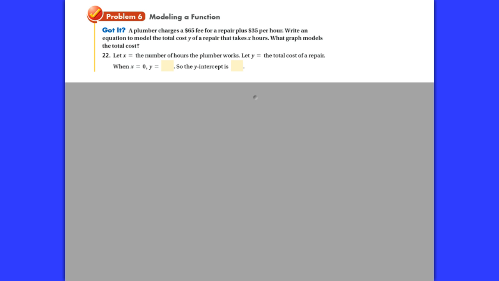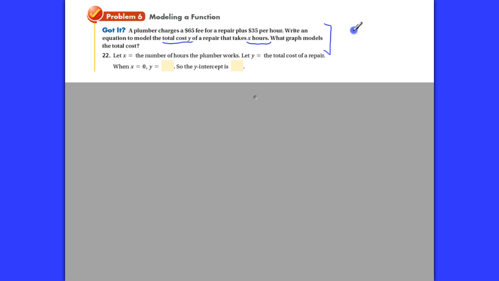So let's look at an application of this slope-intercept form in this question right here. It says that a plumber charges a $65 fee for a repair plus $35 per hour. Then it says write an equation to model the total cost y. That's important for us. The total cost y of a repair that takes x hours. All right, what graph models the total cost?